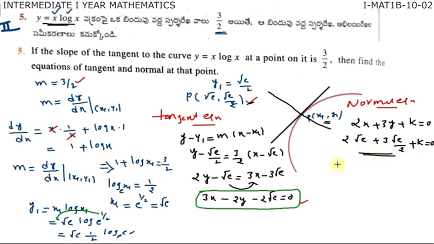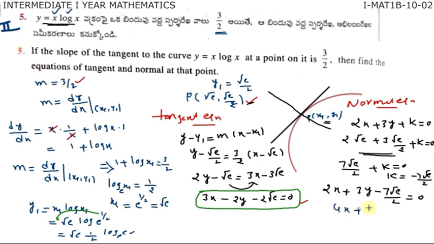So overall, on simplification, 2 into 2 is 4 root e plus 3 root e, which is 7 root e by 2, plus k is equal to 0, or k is equal to minus 7 root e by 2. Therefore, the normal equation becomes 2x plus 3y minus 7 root e by 2 is equal to 0. Multiply both sides with 2. So 2 into 2 is 4x plus 6y, 2 gets cancelled, minus 7 root e is equal to 0. This is the normal equation.